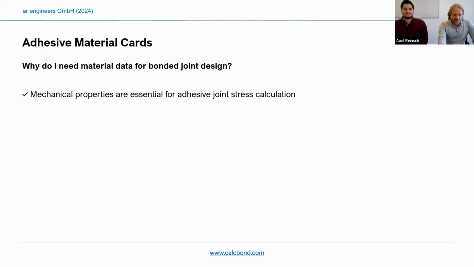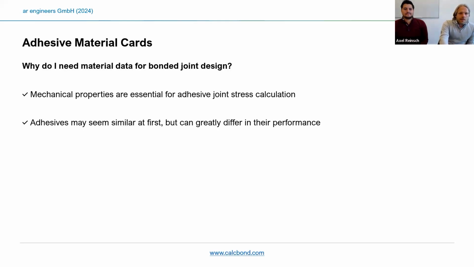All right. Today we speak about adhesive material cards, and about how and why I need material cards for bonded joints design. The material properties are essential for adhesive joints. That's very, very important. Otherwise, you will not be able to do calculations, stress engineering. And this is why we have a section related only to adhesive material cards or adhesive material data. We speak about that today.